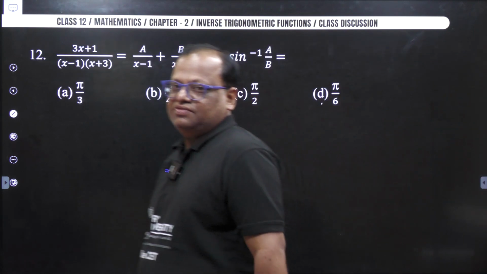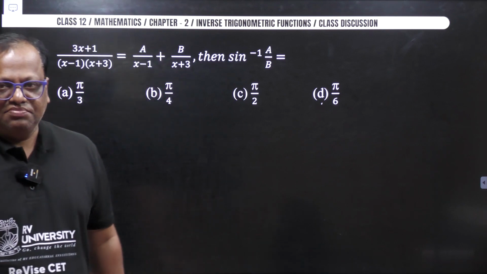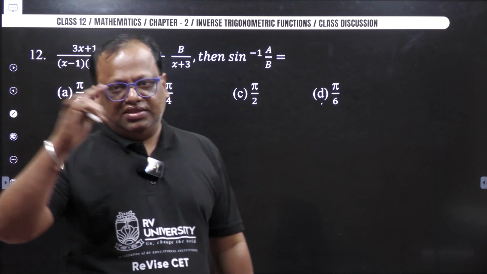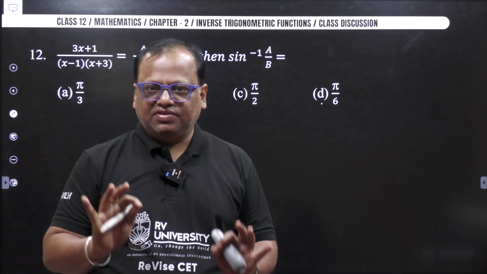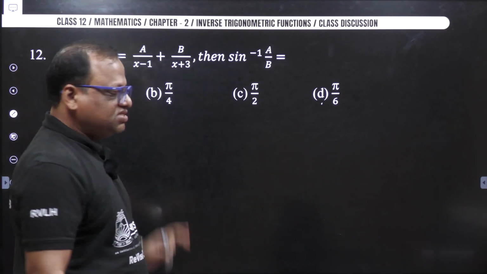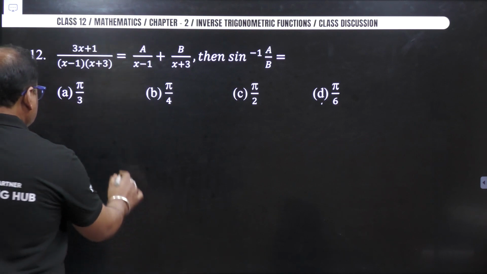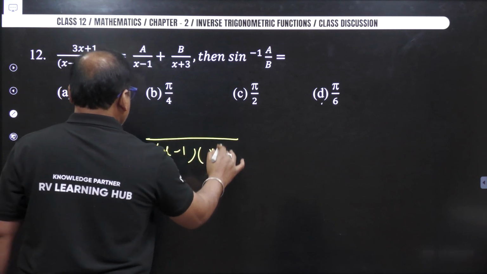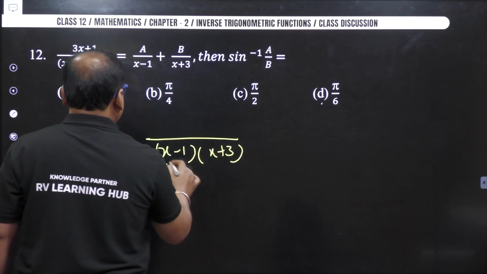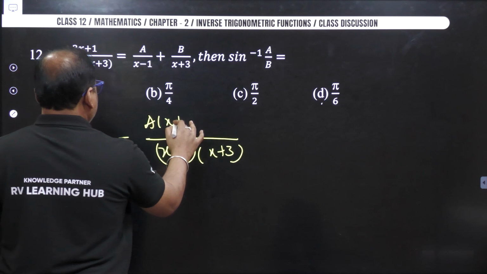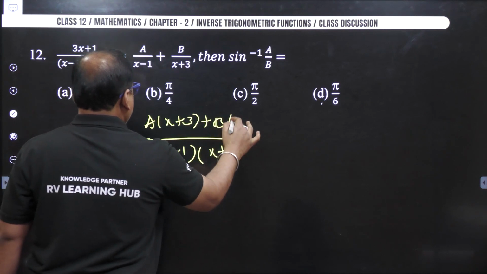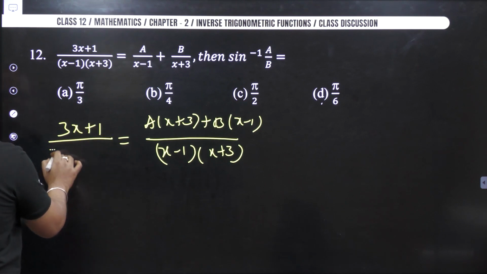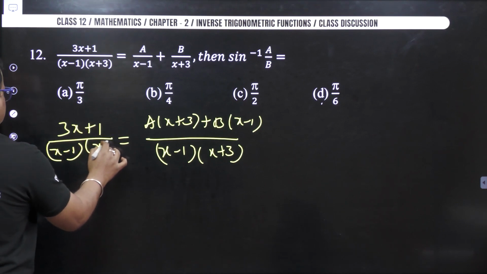So this is the partial fraction. We have to apply the partial fraction method here. You have done partial fraction in integration also. Same method we have to apply. Partial fraction method. So just take the LCM, we will get the answer. The LCM in the RHS will be x minus 1 into x plus 3. a into x plus 3 plus b into x minus 1, and this is 3x plus 1 divided by x minus 1 into x plus 1.